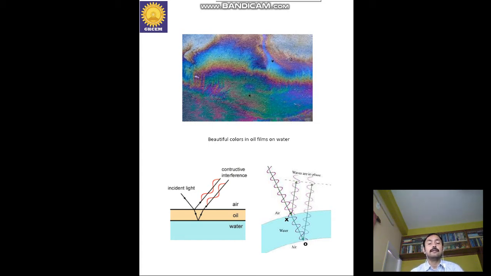Light is incident and it is reflecting back from different surfaces. They are maintaining a path difference. Under the condition of the path differences, they will produce constructive or destructive interference. Then the colors in the fringes will form.